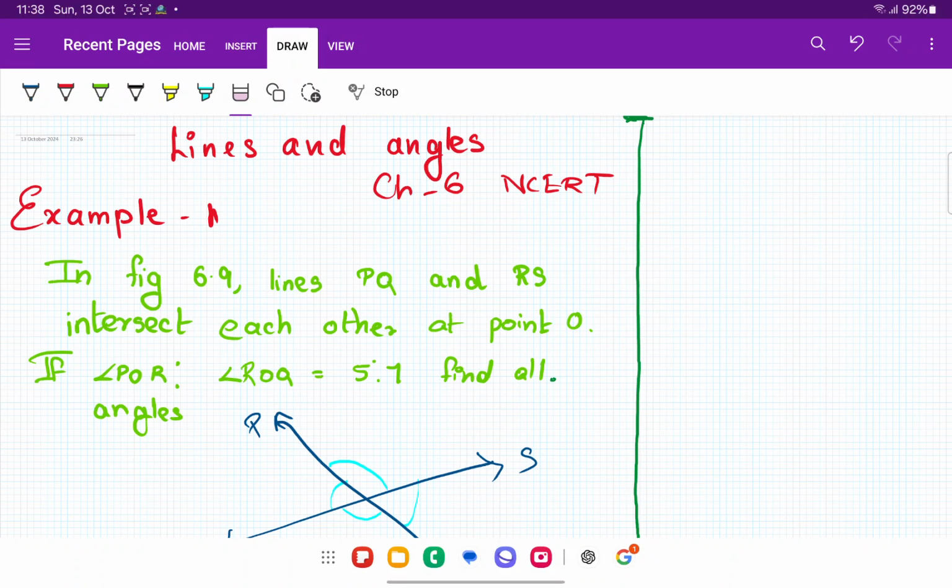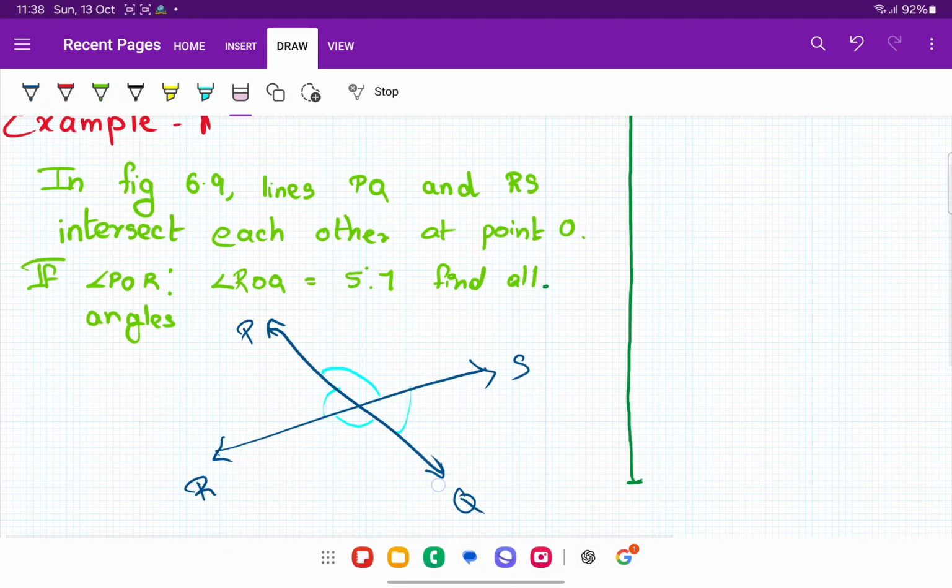In this video, let us see Lines and Angles, chapter 6, NCERT class 9, example number 1. Okay, let's move on to the question. In figure 6.9, lines PQ and RS intersect each other at point O. If angle POR to angle ROQ is in the ratio 5:7, find all angles.